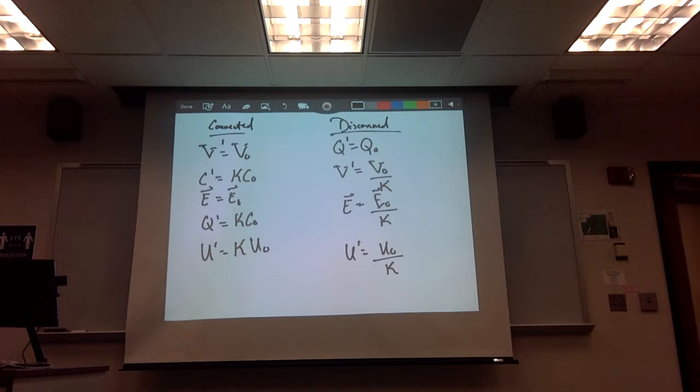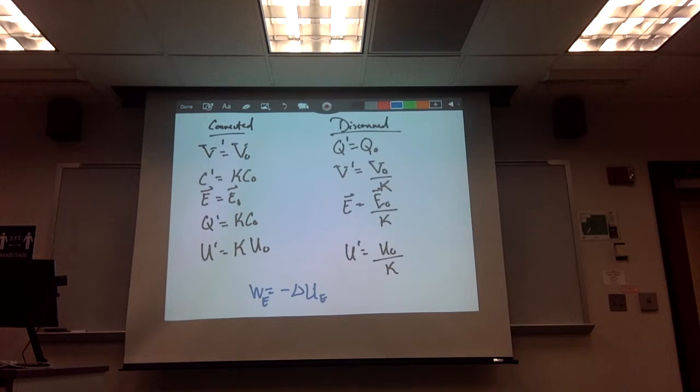And one other thing I'm going to throw in here is that remember work is equal to negative the change in potential energy. So this is the work done by the electric field. This is going to be negative of the change in potential energy, from the electric potential energy. So the electrostatic potential.